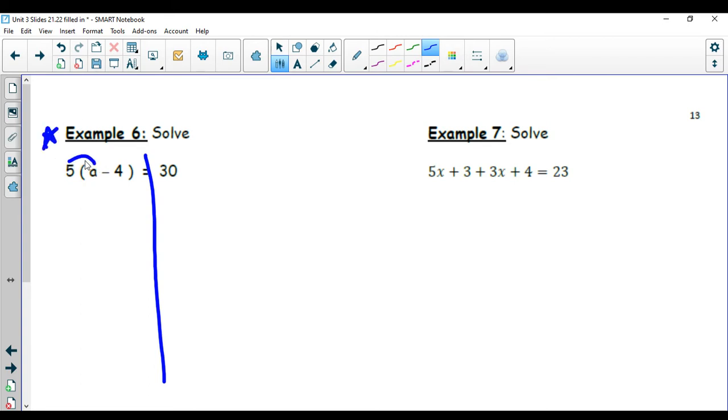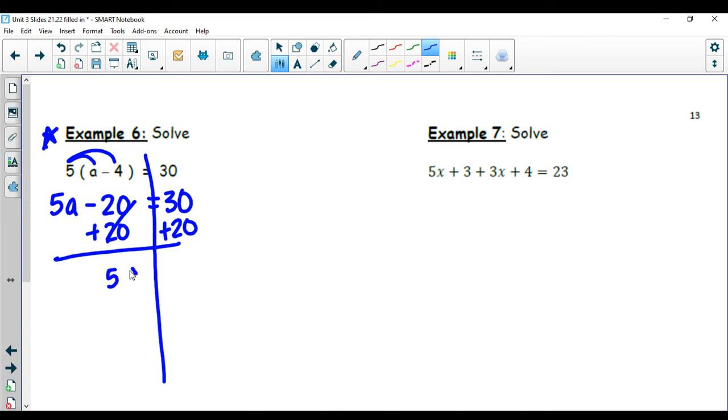So I just prefer to distribute because ultimately that's going to be our strategy kind of in the long run. So I'm going to show that to you this way first, and I'll also show you the other way. So distributing, add the 20 to both sides. You get 5a is equal to 50. Divide by 5 on both sides, and you get a is equal to 10.